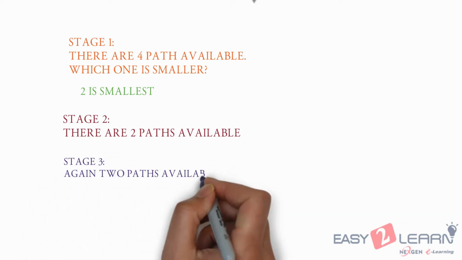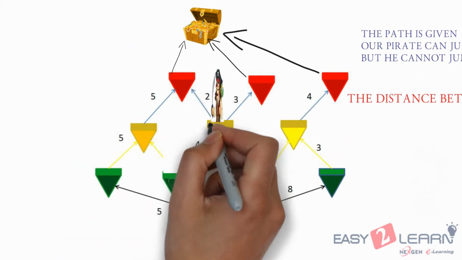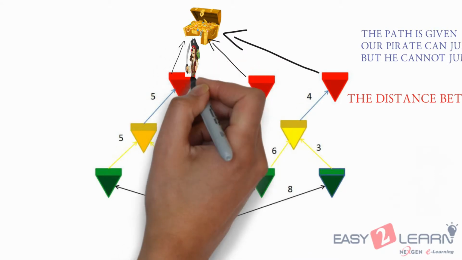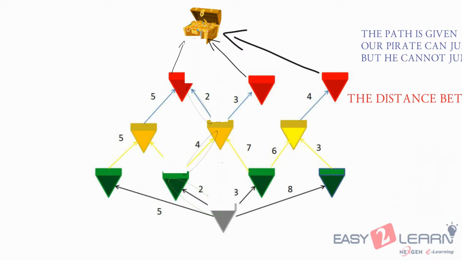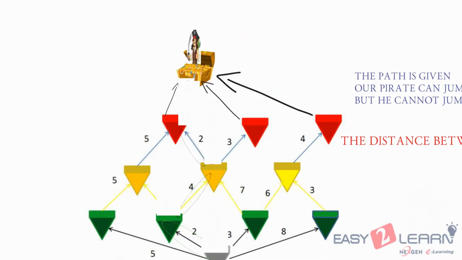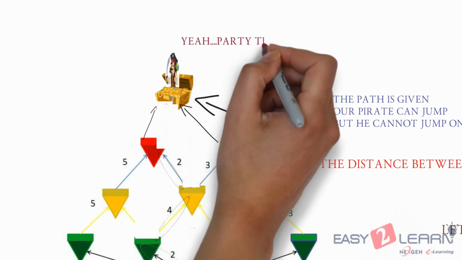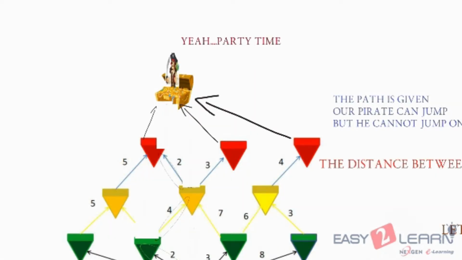Again there are 2 paths available, 2 and 3. So obviously we go to the smaller one. Finally and successfully he reached his treasure. So now it's party time. Right, that's it. That is Prim's algorithm.